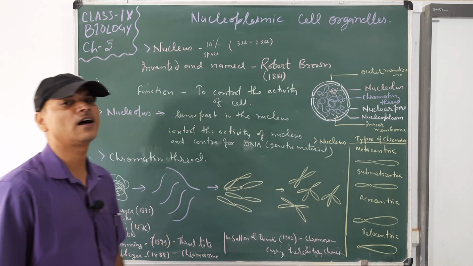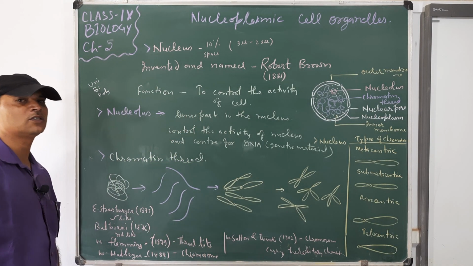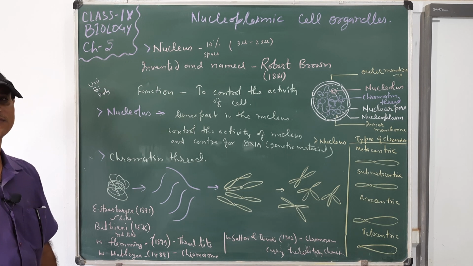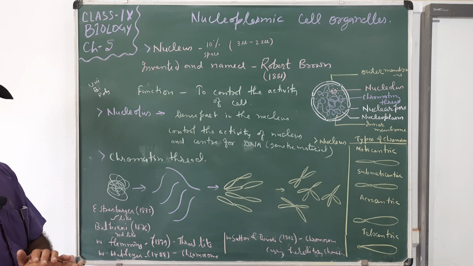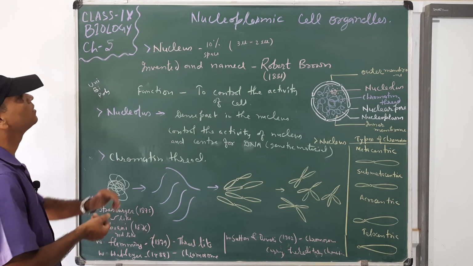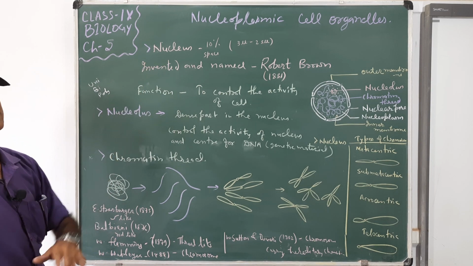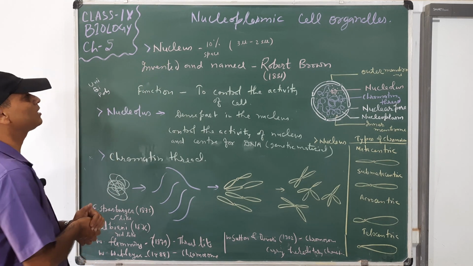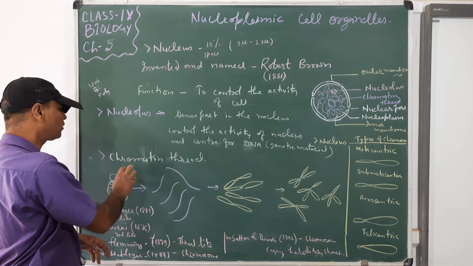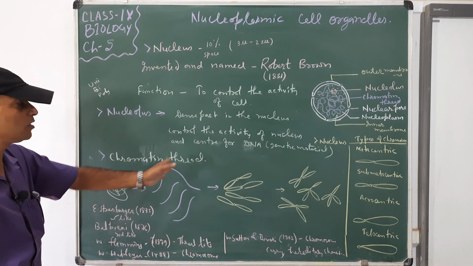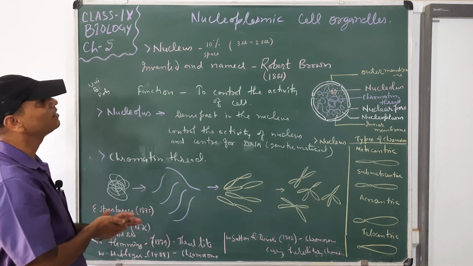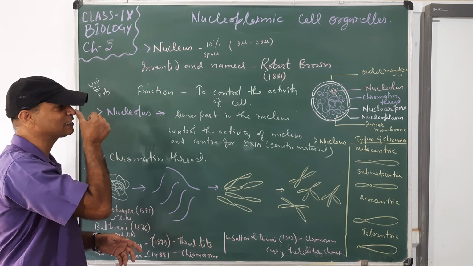Hello students, I am here with your chapter 5 biology, the remaining part, that is nucleoplasmic cell organelles. In this one we will discuss the nucleus, nucleolus and chromosome, meaning the chromatin thread which makes the chromosome. So these are the three topics we discuss here.